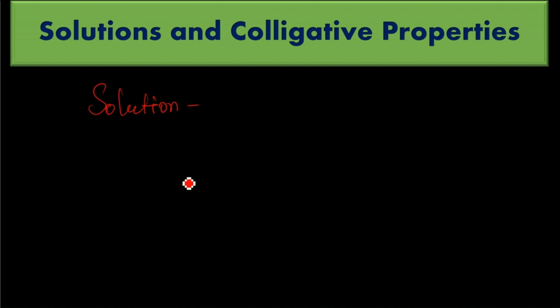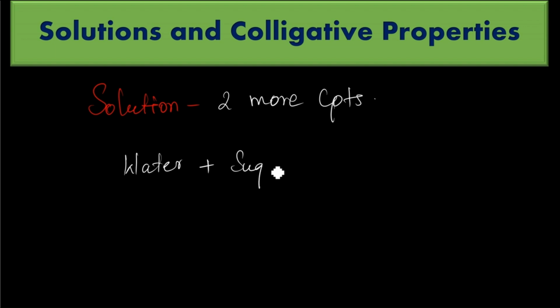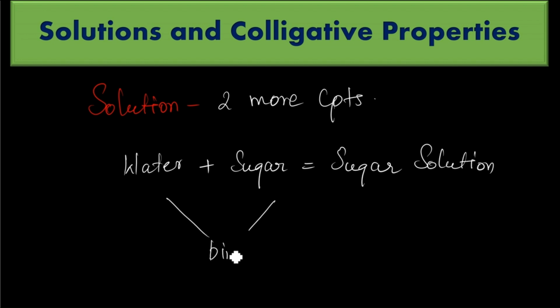A solution is a homogeneous mixture of two or more components. Two or more components combined to produce solutions. How? Homogeneously. Homogeneous means we can't separate it out. Say for example, I'm mixing water and sugar. I'm getting a sugar solution. This is a binary solution, where it involves only two components to produce a homogeneous mixture. Here, water is our solvent, which dissolves a solute, that is sugar.